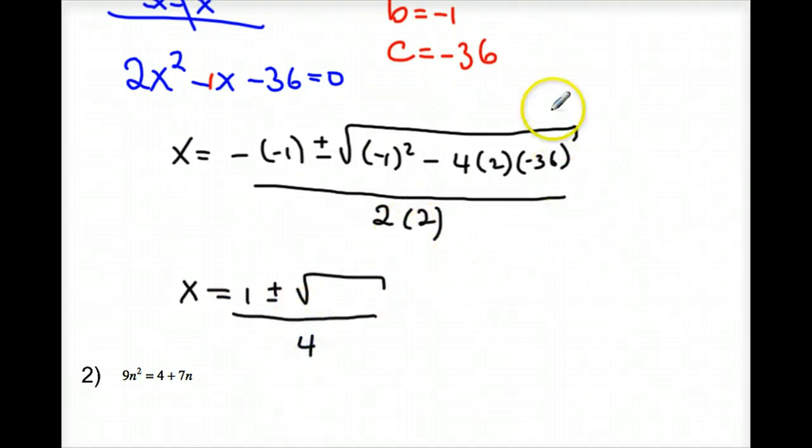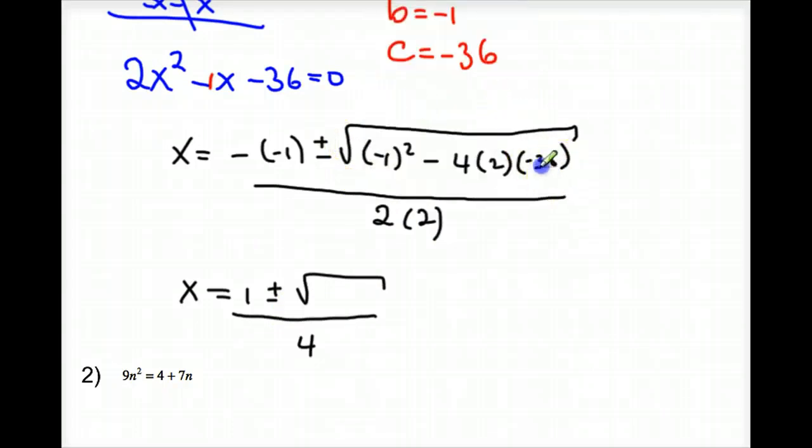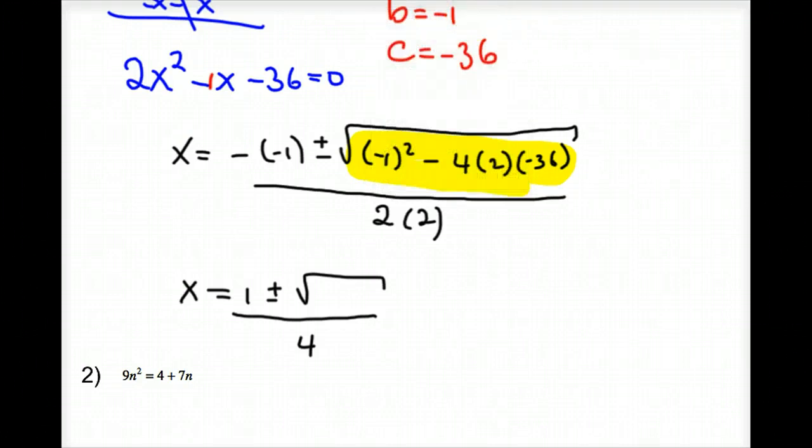So I want to calculate what this works out to be. I'm going to put in only this highlighted section, not the radical sign, okay? Only this that I highlight. What is that equal to? So get your calculators out. Alrighty, so once you plug that into your calculator, you should get 289.